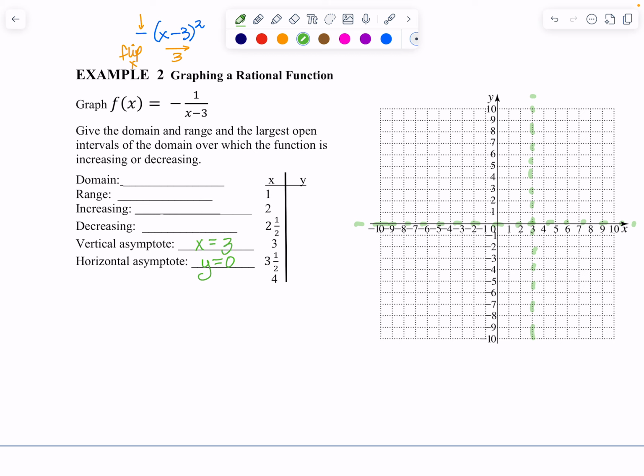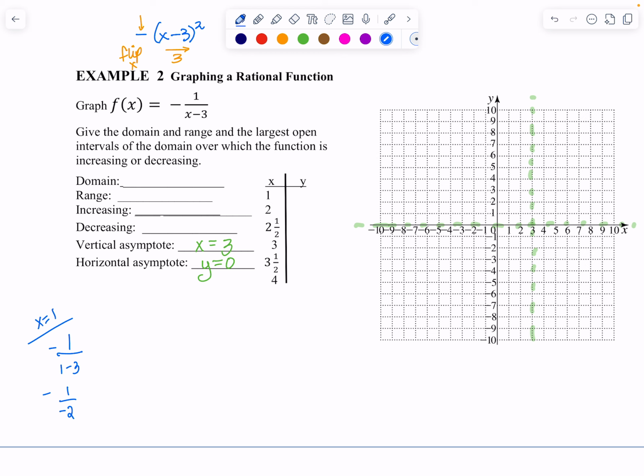Now we can just plug in some points. So if I plug in my 1, so let's say x equals 1. Let me do that in blue. If I do x equals 1, when I plug that one in, I get negative 1 over 1 minus 3. So negative 1 over negative 2. So that's going to be a half. So 1 and a half.